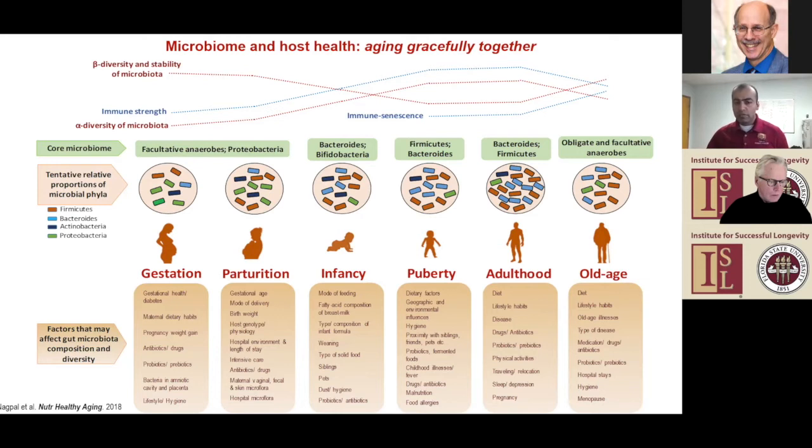And here is a big list of factors that influence the microbiome at different stages of life, and there are unique factors at every stage. But there is one factor which is common at different stages of life, which always regulates the microbiome, and that factor is diet. And that's where today's talk is going to be focused, on how diet influences the microbiome.